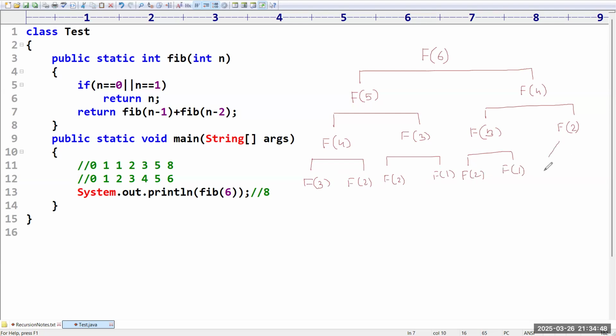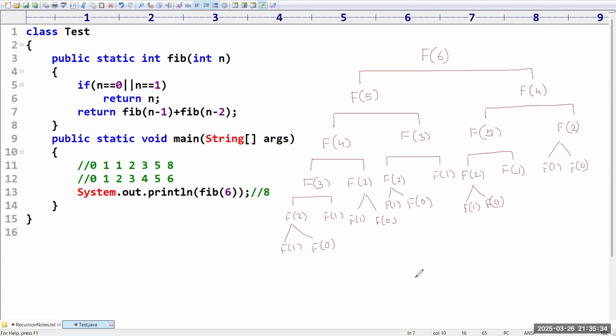For this f of 2, what will happen? f of 1 and f of 0. Again for this f of 3, it will come to f of 2 and f of 1. For this f of 2, f of 1 and f of 0. For this also f of 1 and f of 0. Until getting either 0 or 1, you have to expand. This is the tree diagram; you should be aware of it. Clear up to this? Please confirm. Yes.